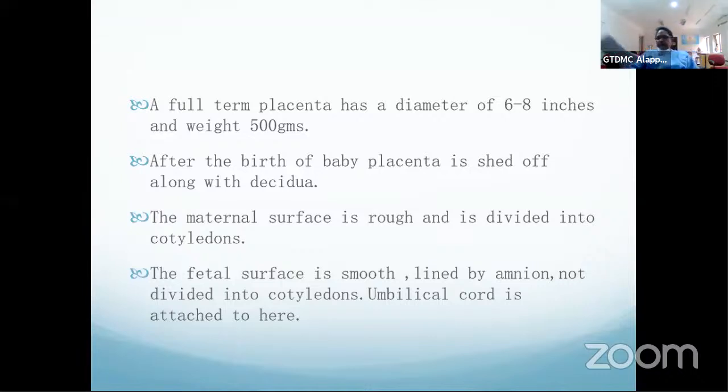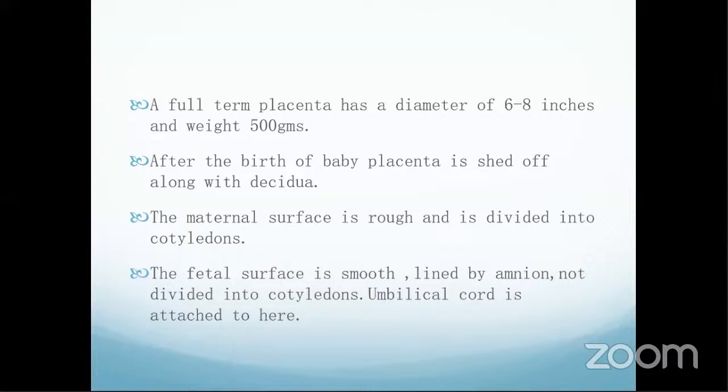The pre-malignant lesions are hydatidiform mole, that is complete mole and partial mole. Have you heard about all these things? Anybody? Trophoblastic disease, have you heard about that? No, ma'am. So it is very difficult for you.